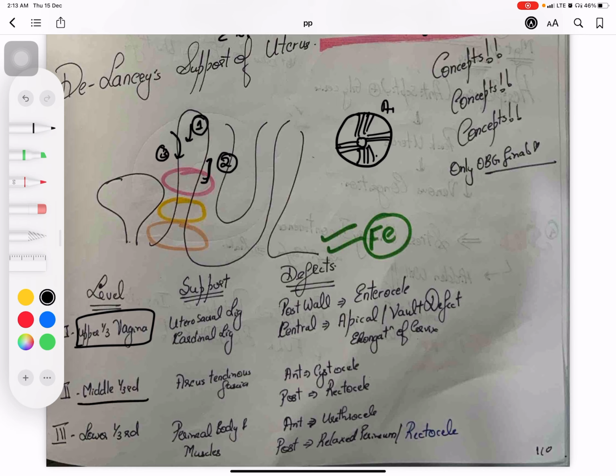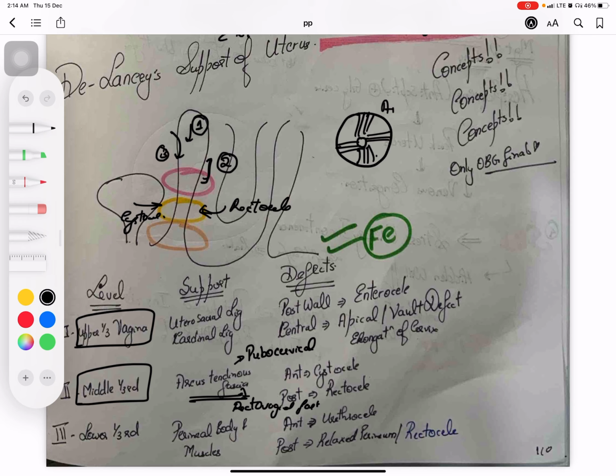Then we go to level 2. Level 2 is the middle one third of the vagina, which is supported by the arcus tendineus fascia. These are two fascias, the pubocervical fascia and the rectovaginal fascia. Any defect here? Posteriorly, rectocele. Above it is enterocele, and anteriorly we will have a cystocele. Simple enough? Fine.